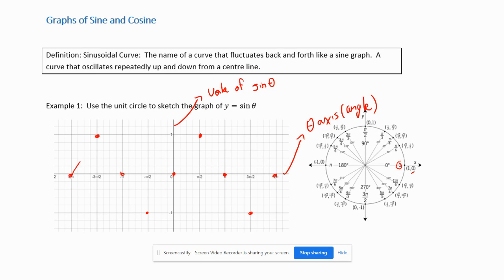So the curve we're getting looks like this. All right, so this is what the graph of y equals sine theta looks like. It doesn't stop there. There'll be arrows here, arrows here. This graph's going to continue on.